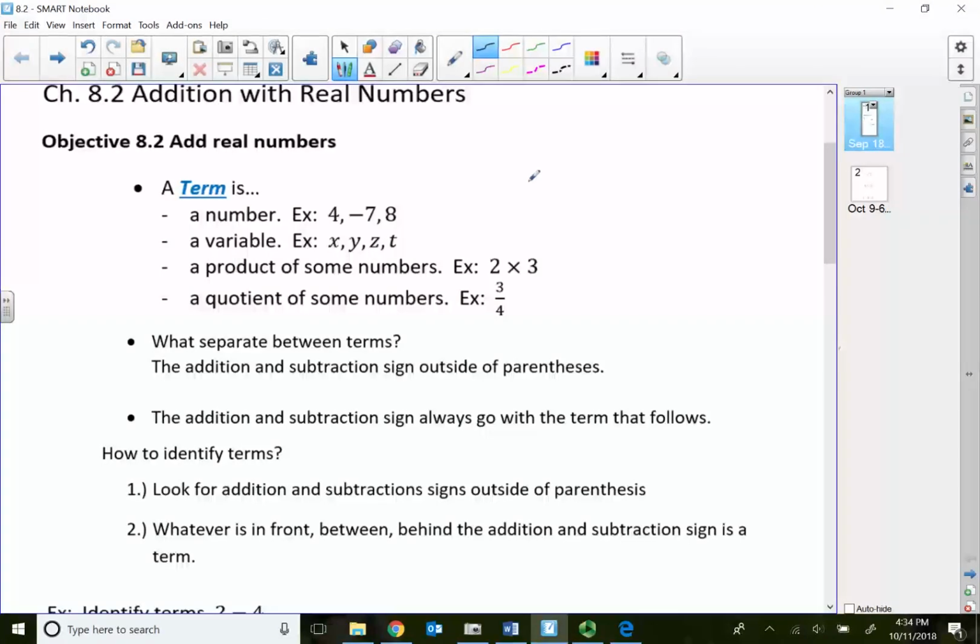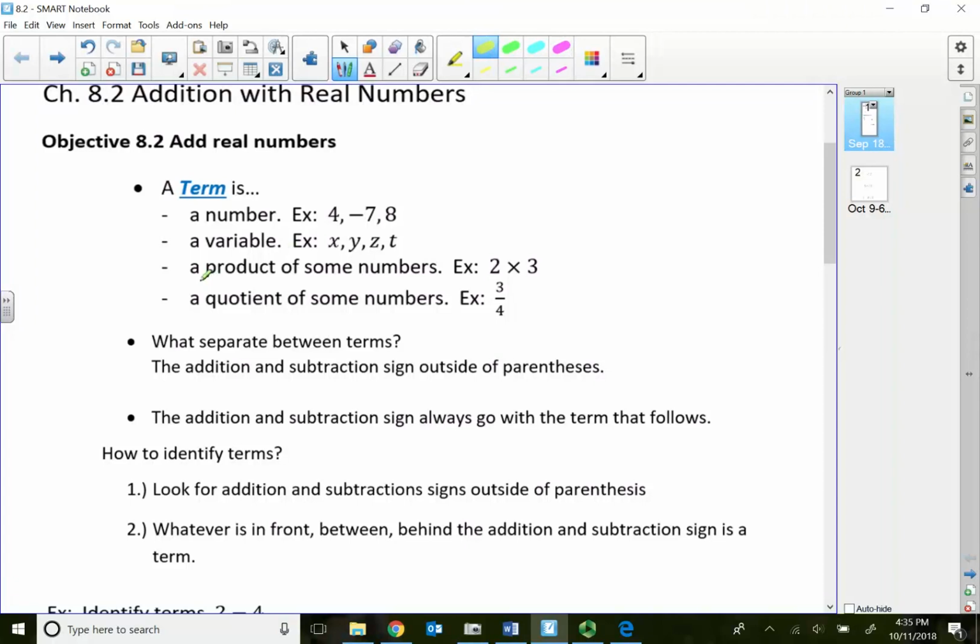Physically, it's an object on paper, or in algebra, a term is the following four things. It's a number, such as 4, -7, 8, 6. Any number is considered as one term. A term is also a variable. A single-lettered variable by itself is considered as one term. X alone, Y alone, Z alone, maybe T standing alone, is considered as one term.